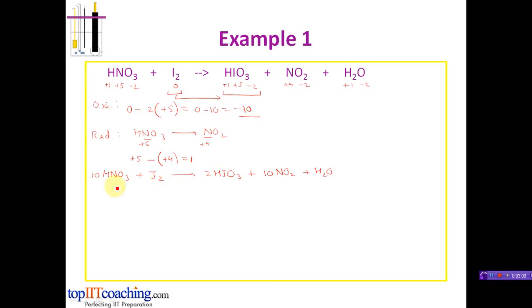So first of all, let's check whether the nitrogen atoms are balanced or not. On the left side of the arrow, we have 10 nitrogen atoms, and on the other side as well there are 10 nitrogen atoms. So nitrogen is balanced. Now let's look at iodine. On the left hand side there are 2 iodine atoms, and on the right hand side also there are 2 iodine atoms. Therefore, iodine is also balanced. Now let's balance the oxygen atoms.